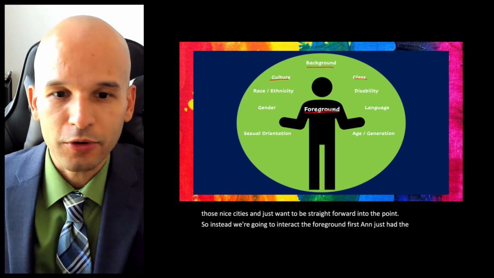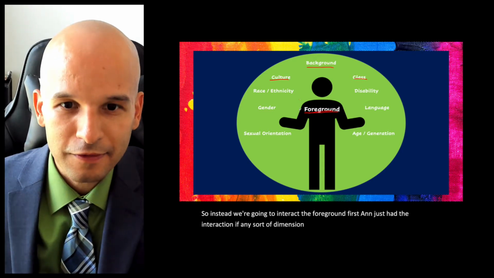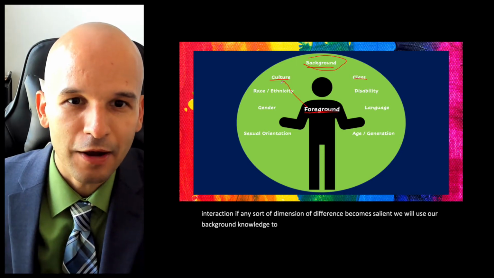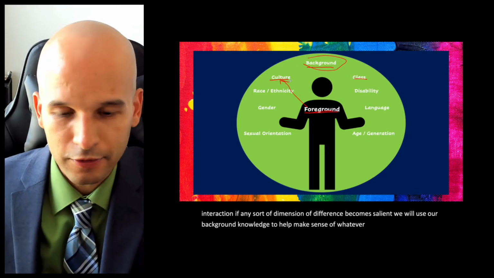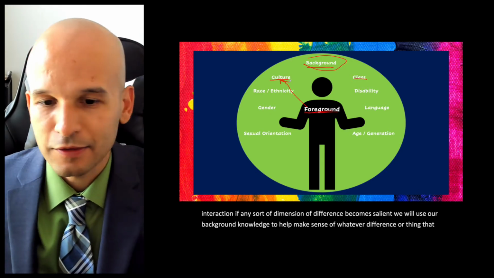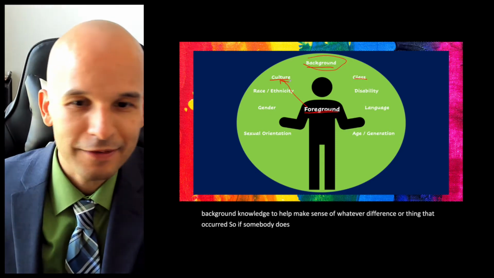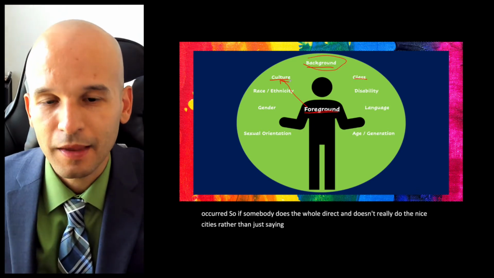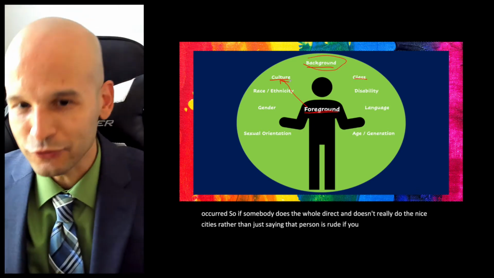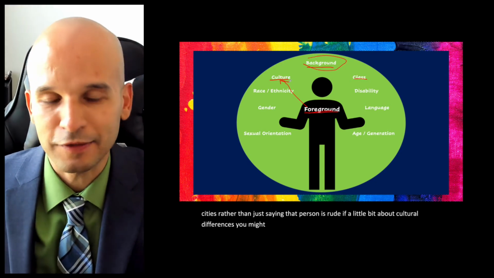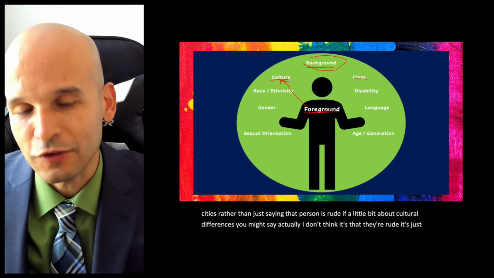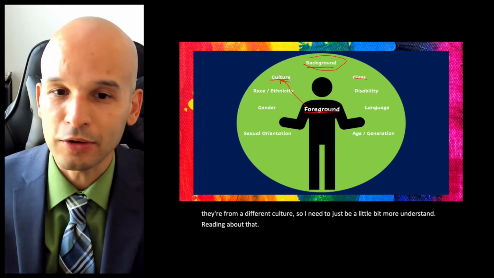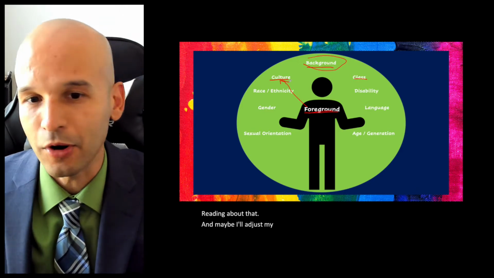So instead, we're going to interact with the foreground first and just have the interaction. If any sort of dimension of difference becomes salient, we will use our background knowledge to help make sense of whatever difference or thing that occurred. So if somebody does the whole direct thing and doesn't really do the niceties, rather than just saying that person is rude, if you know a little bit about cultural differences, you might say, actually, I don't think they're rude, it's just that they're from a different culture, so I need to be a little bit more understanding about that. And maybe I'll adjust my interaction to suit them a little bit more.